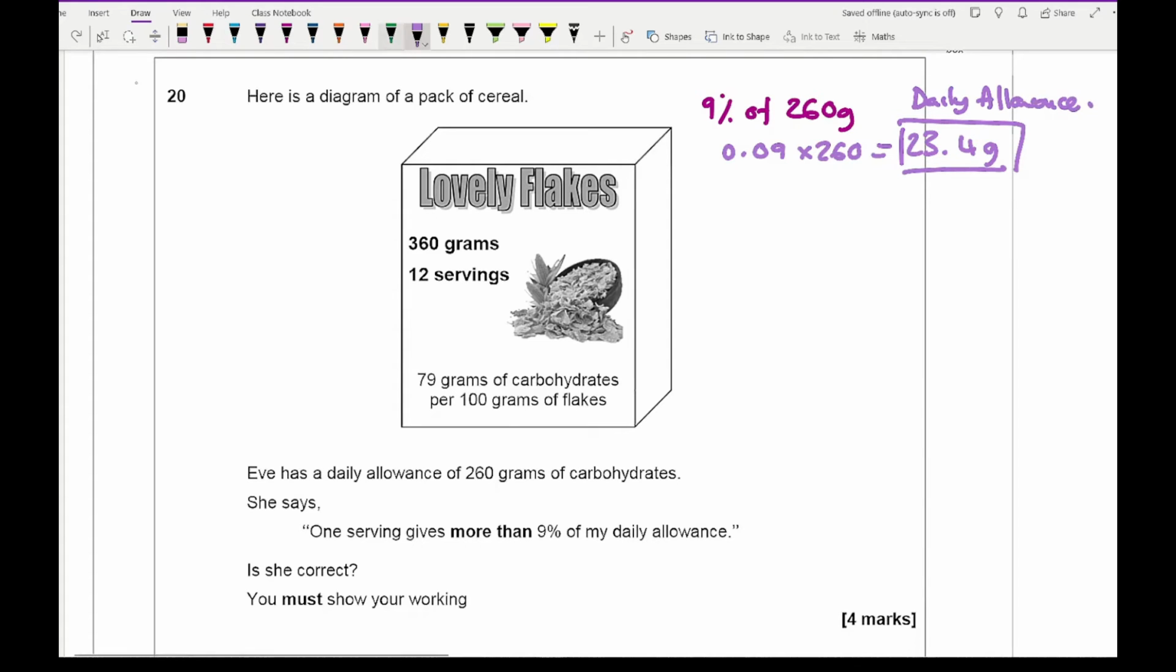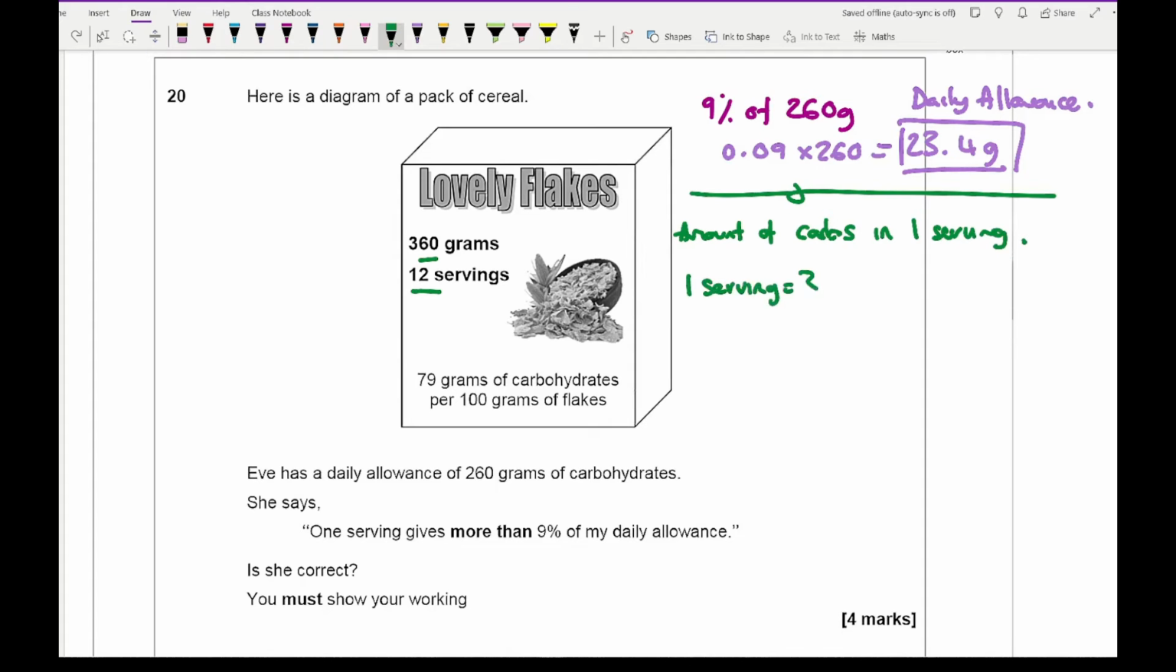So now what's left for me to then do is work out what one serving is, how many carbohydrates there is in one serving. So for this, let's first of all work out the total grammage for one serving. So one serving equals 360 divided by 12, which is 30 grams.